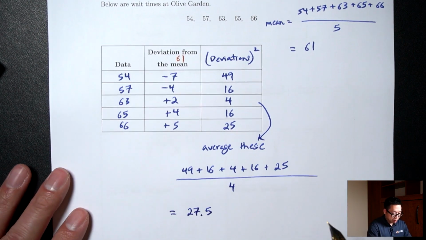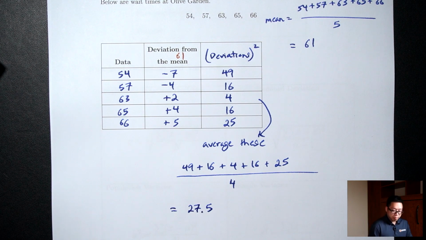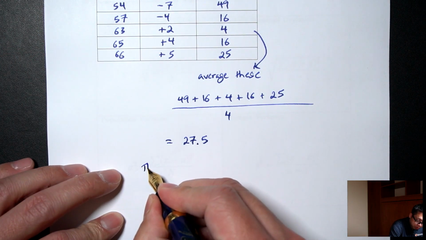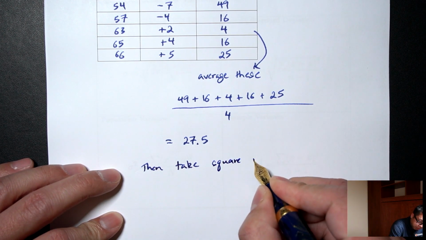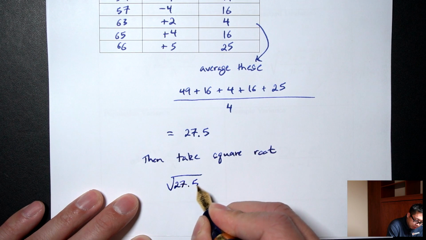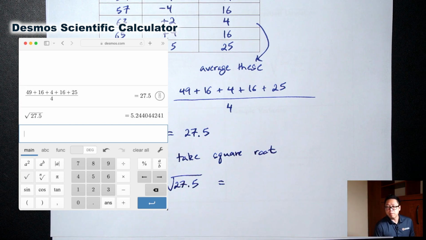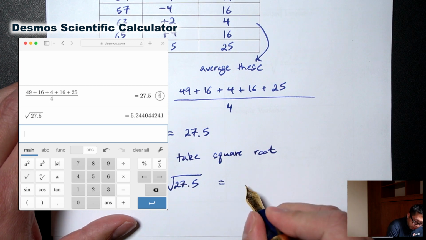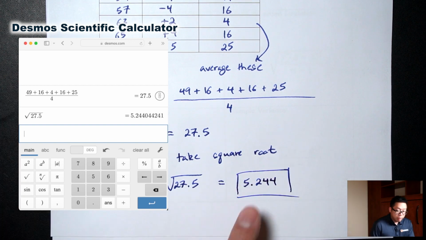So as a last step, I'm going to undo the square. So in math, how do you undo a square? To undo a square, you're going to take a square root. So now we're going to take a square root. On my calculator, I'll do a square root of 27.5, and then round to 3 decimal places. And we get 5.244. And that's the standard deviation.